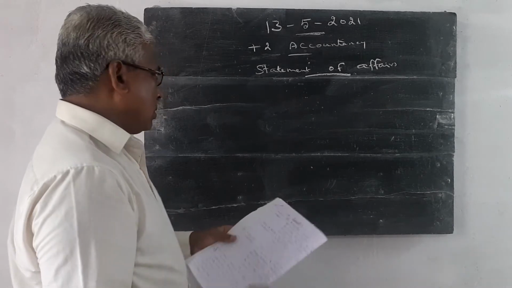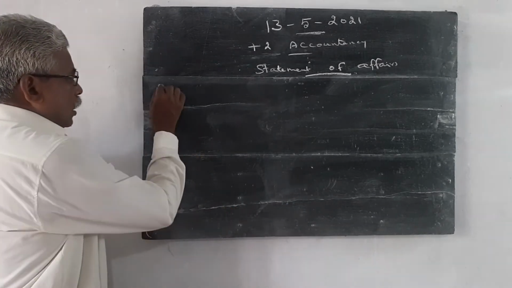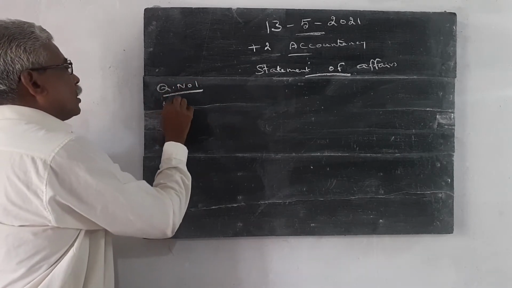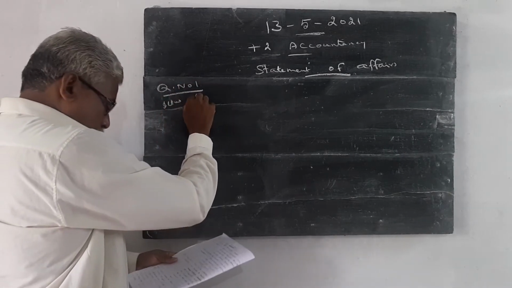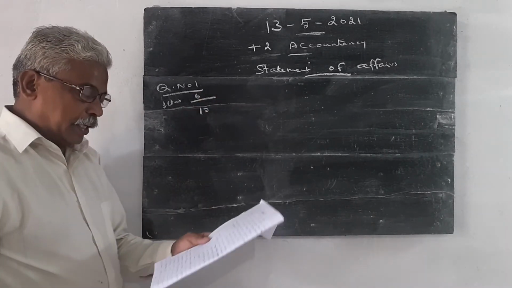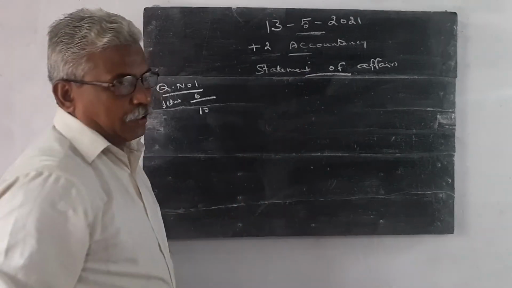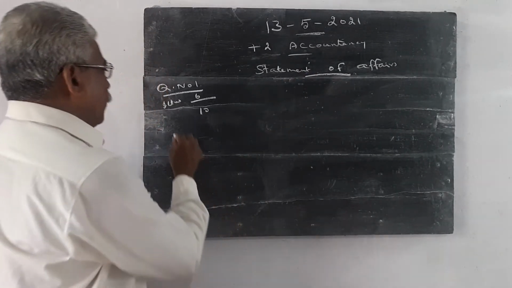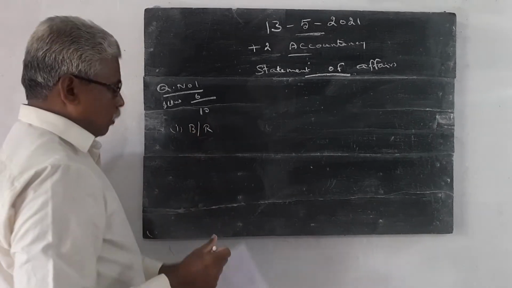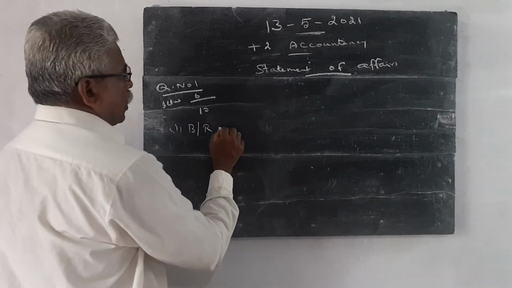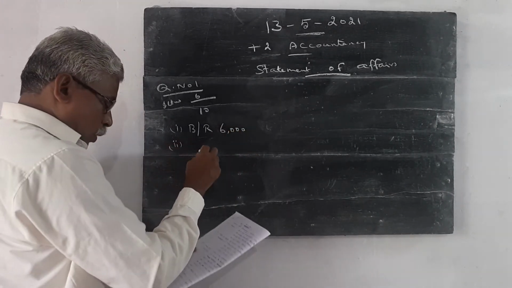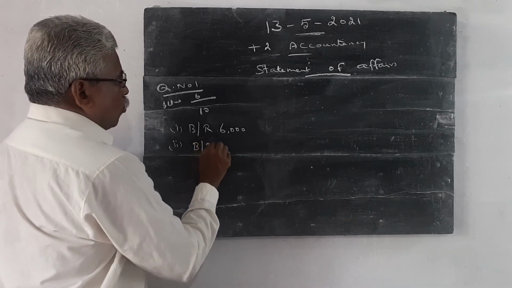Today I want to explain two questions. Here question number 1, that is illustration number 6, page number 10. This question I want to explain now. Prepare statement of affairs. Then some information is given. Number 1, bills receivable. The abbreviation for bills receivable is B/R. Bills receivable 6,000. Point number 2, bills payable 4,000.